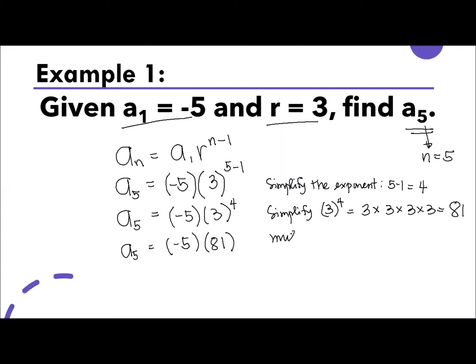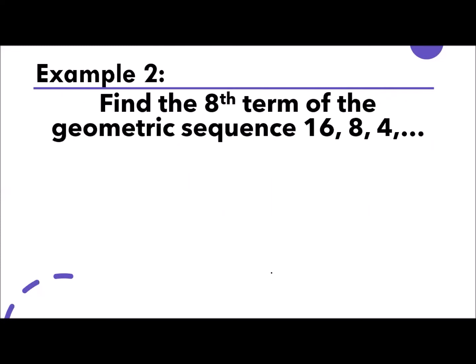So, we will now have negative 5 times 81. Then, syempre, ano ang huli nating gagawin? We're going to multiply. So, the fifth term is the product of negative 5 and 81. The answer is negative 405. So, the fifth term is negative 405. Clear? Okay, let's move on to the next example.